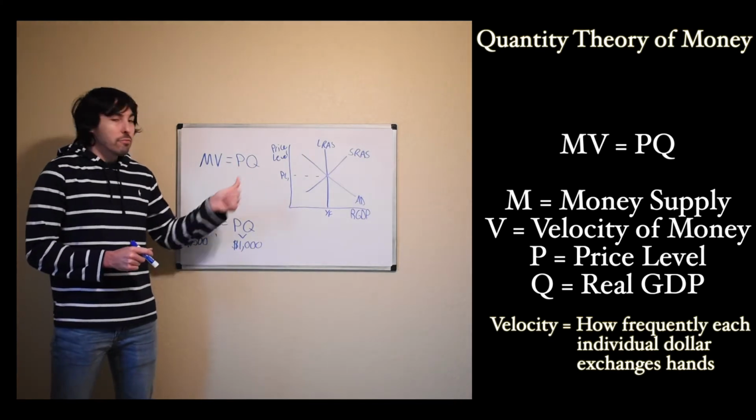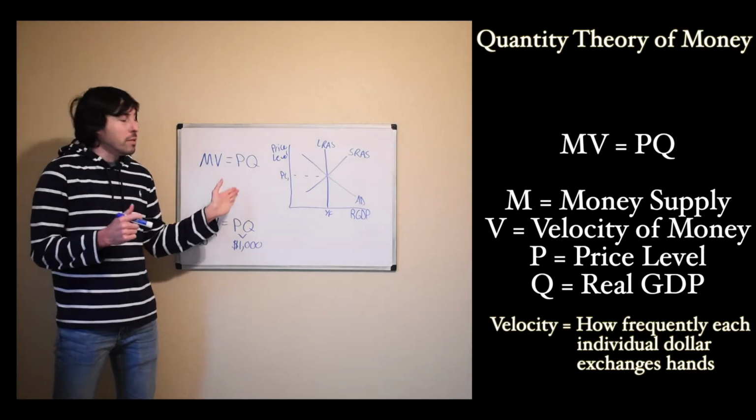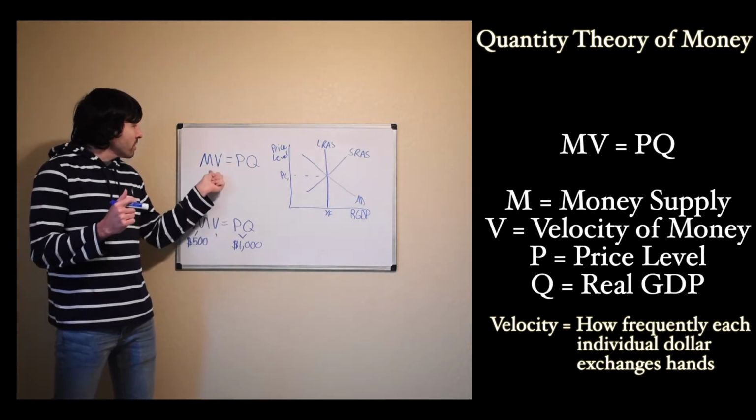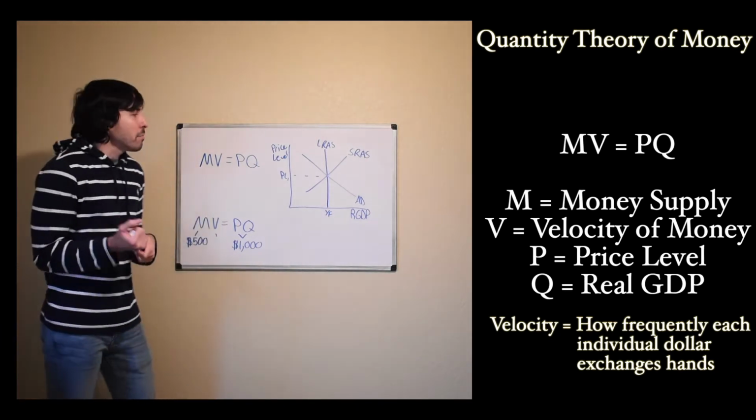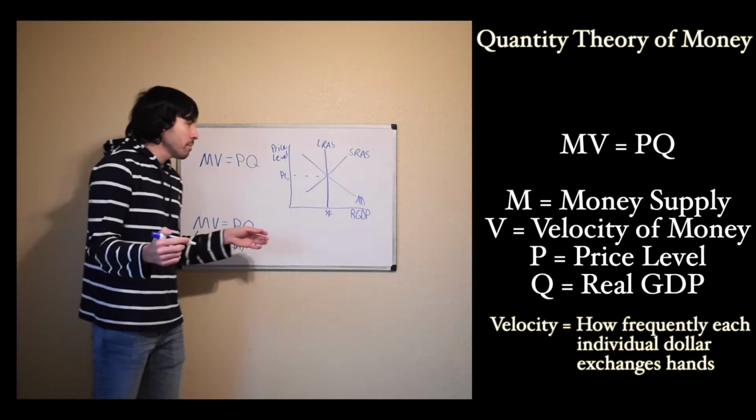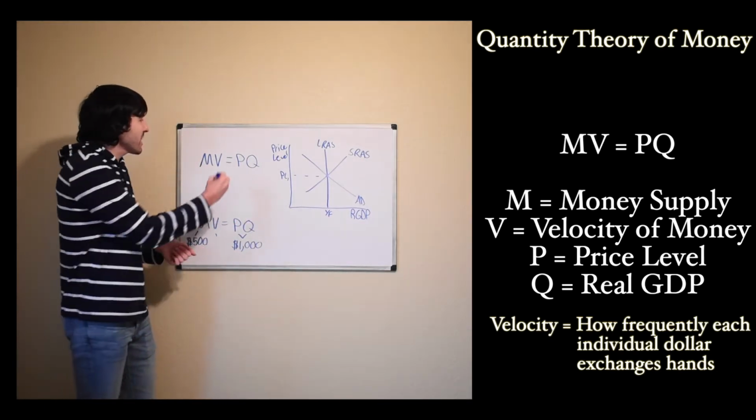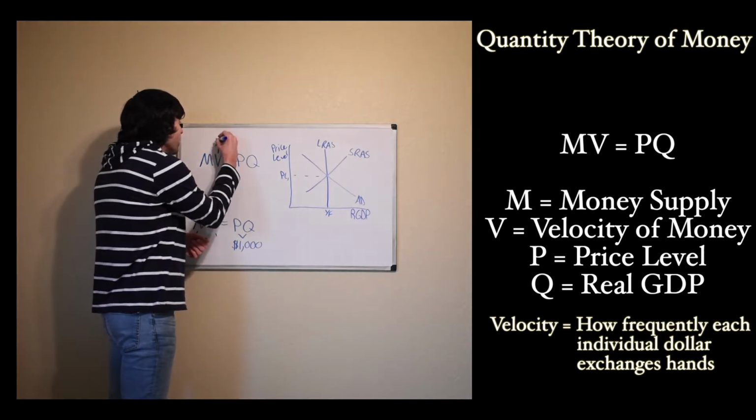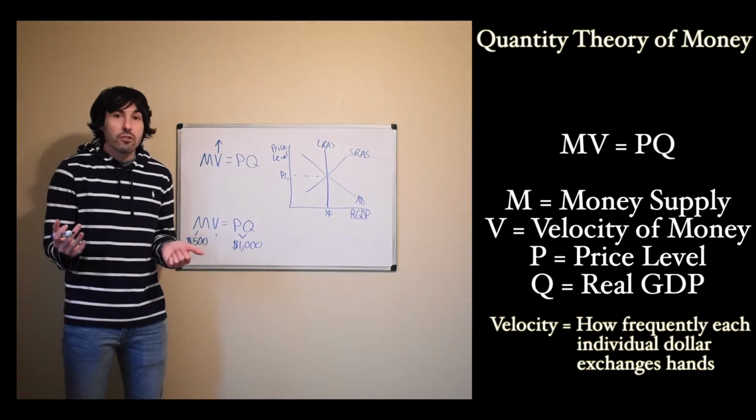So price level times real GDP is essentially our nominal GDP, but it's one side of the equation. So it's MV equals P times Q. Let's talk about what I mean by that. Right now, let's say that aggregate demand is increasing. Maybe consumer confidence has increased, and because of that, the velocity of money is increasing. Consumer confidence has increased, and so people are more likely to spend their money.